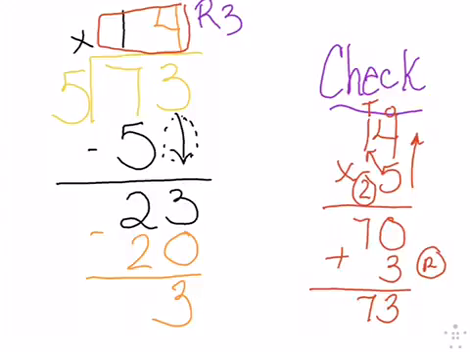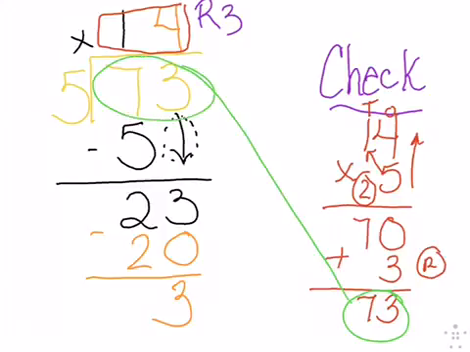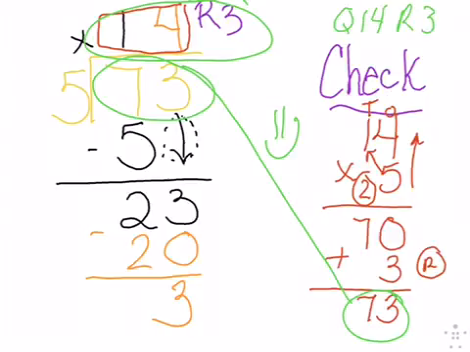Then we ask ourselves that very important question, did I end up with what I started with? And if I did, the answer is yes. But my answer is here. My quotient is 14. The remainder is 3. All right, that's all for me.